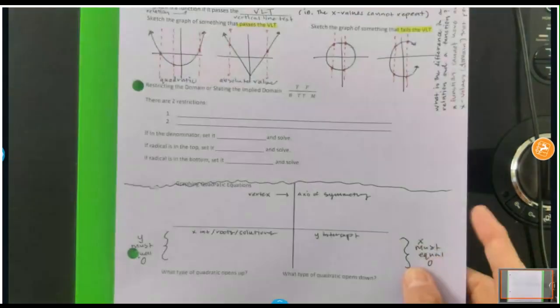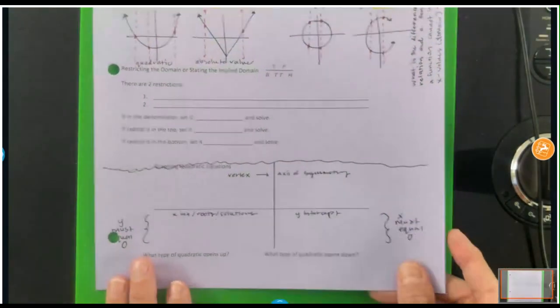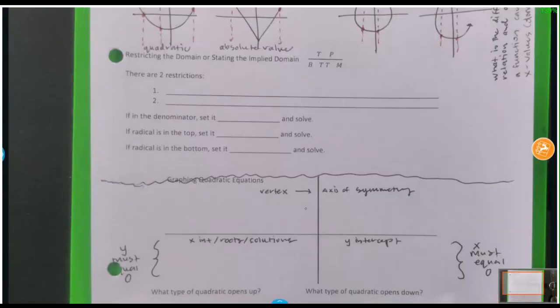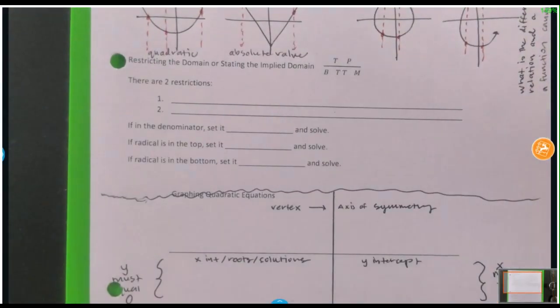All right, there's one more topic I want to cover today, and this is on the notes right here in the middle section, and we're talking about restricting the domain or stating the implied domain. Now, this actually ties along to what we were just talking about. It's not going to feel like it right now. It's going to feel completely disjointed. But as we get to the graphs, this will make more sense.